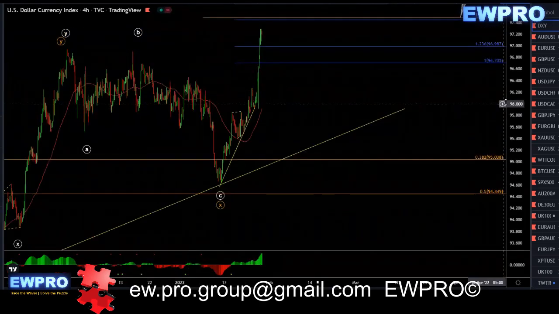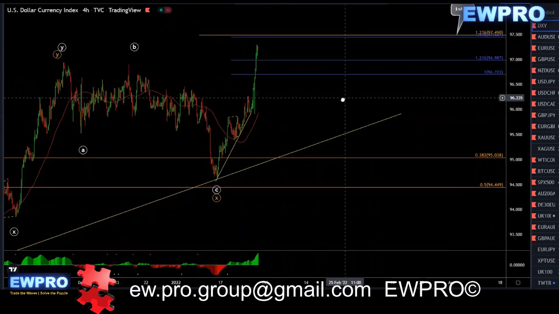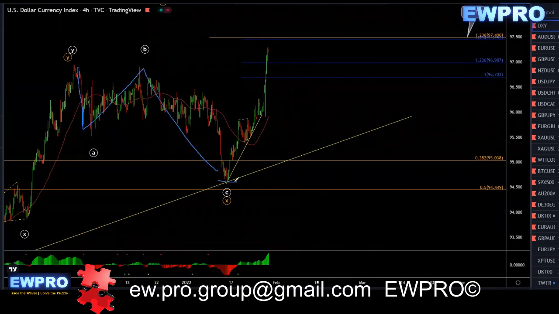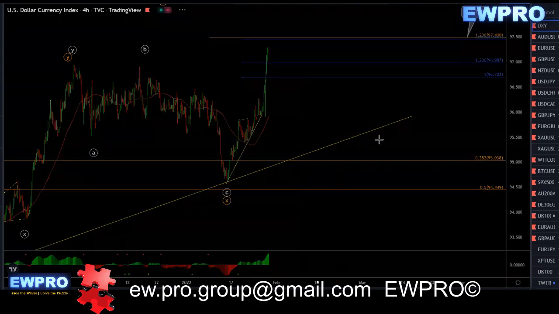Getting onto the H4, we just got the one wave up. We had that A, B, C. This one came a little bit further than I thought. We got that nice correction in here.